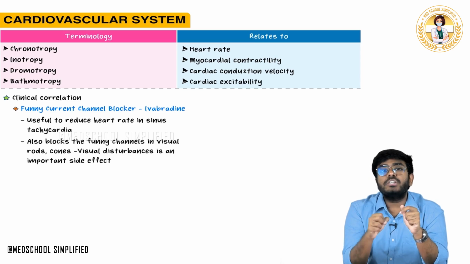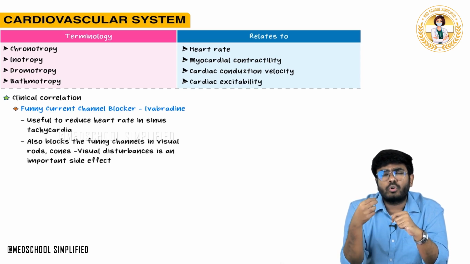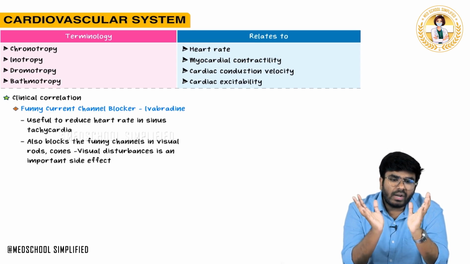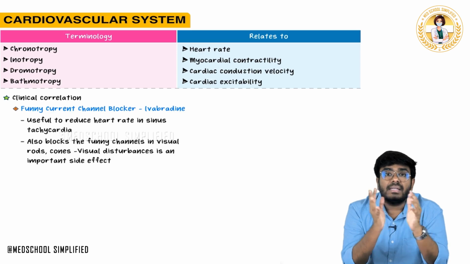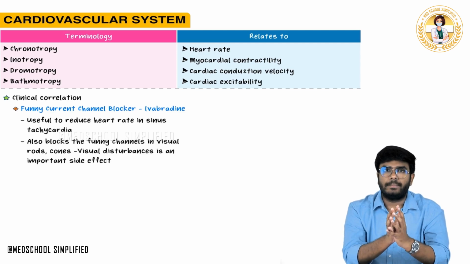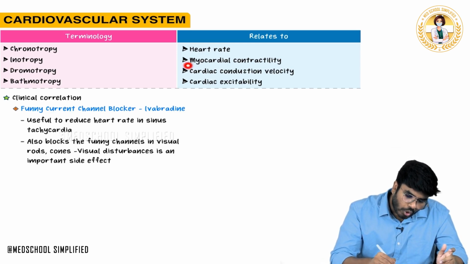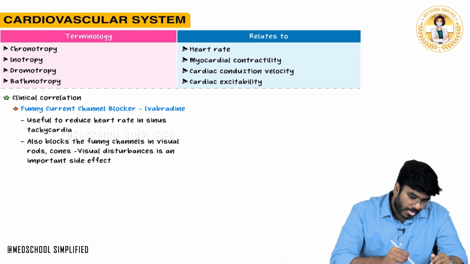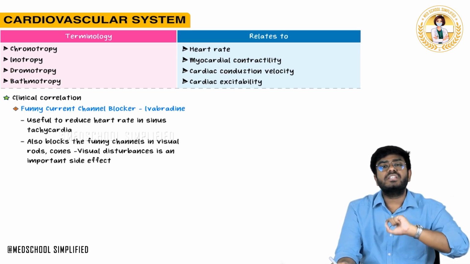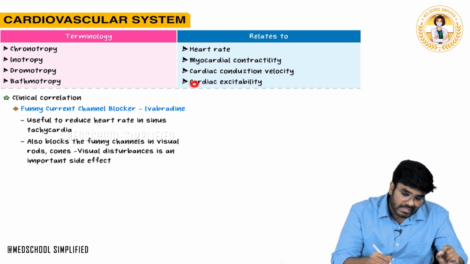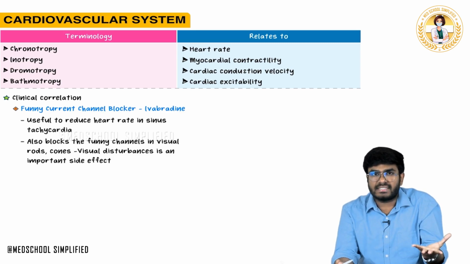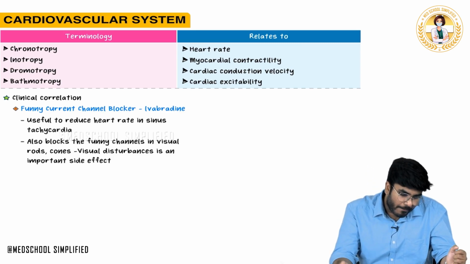If I say a positive inotropic drug, for example digoxin, what will it do? It doesn't increase the heart rate, but it increases the power of contraction. The heart is now contracting more powerfully. So inotropy means we are talking about myocardial contractility. Dromotropy means cardiac conduction velocity, with how much speed the conduction is happening in the heart. And bathmotropy is cardiac excitability, how easily we can excite the heart. So that's bathmotropy.